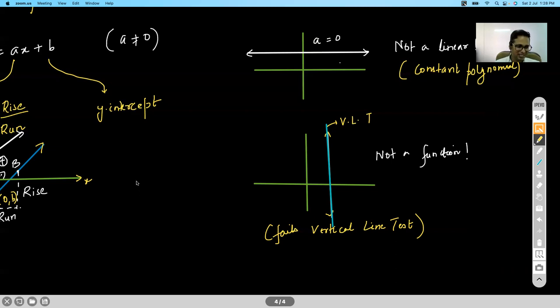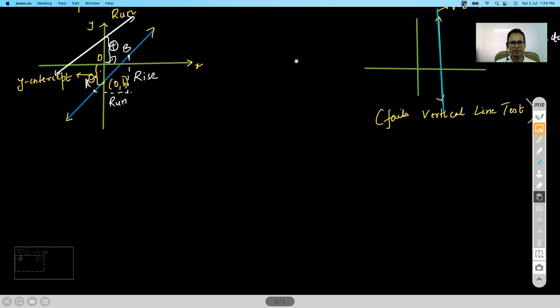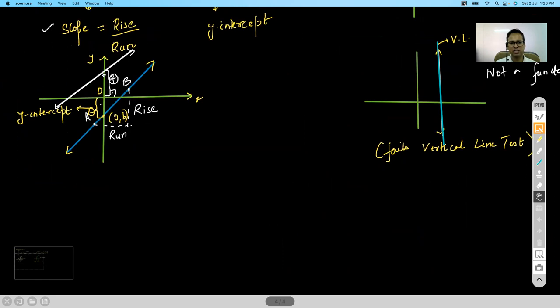Clear? Any questions? Any concerns? All good so far? Okay. So now look at the graph and tell me what is the span of this graph. Take any one of the graphs, whether you take the blue line or the white line, tell me what you think will be the domain of this function and what is the range of this function.